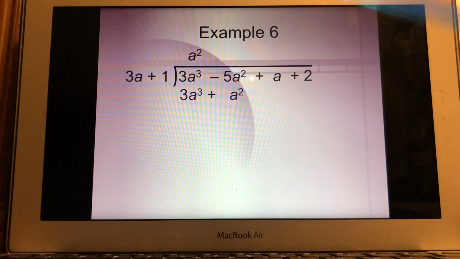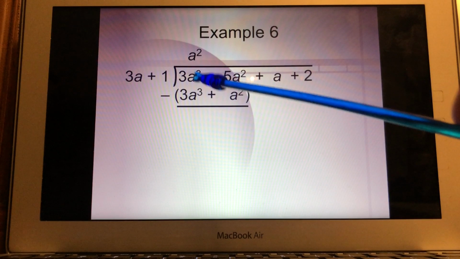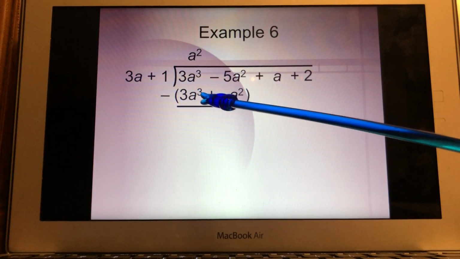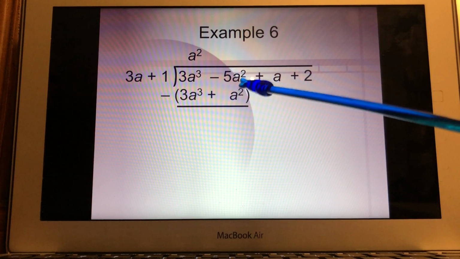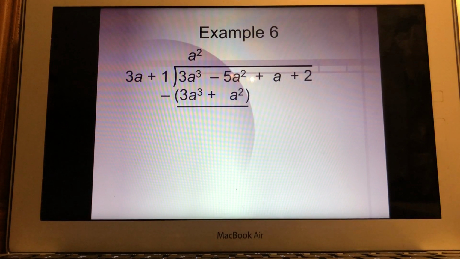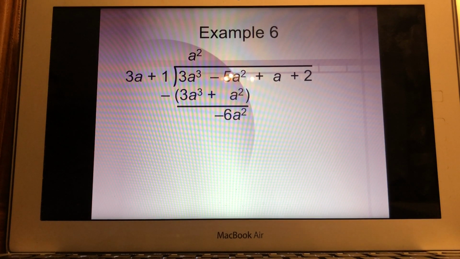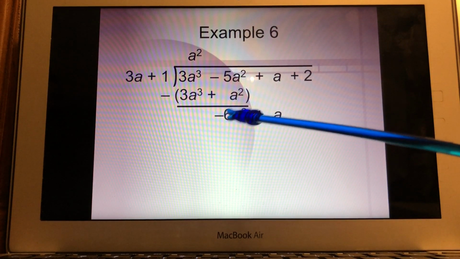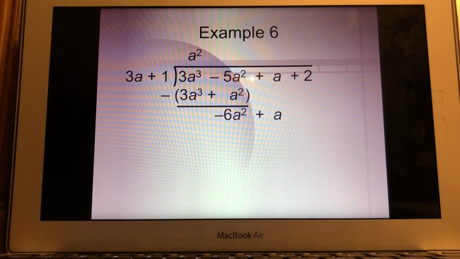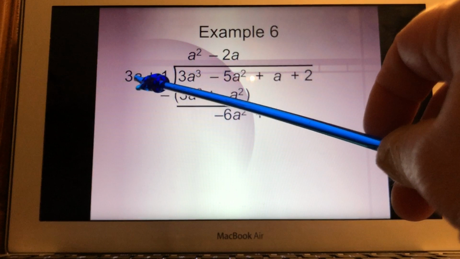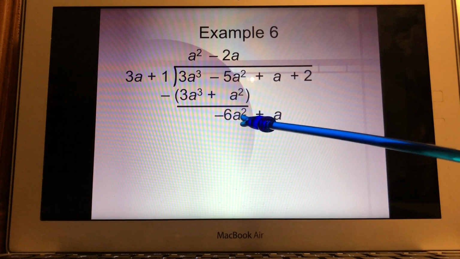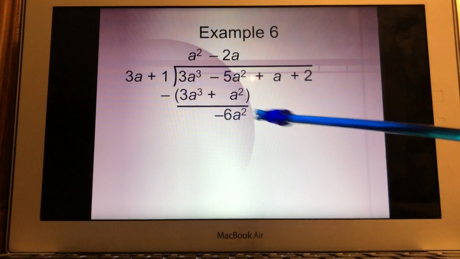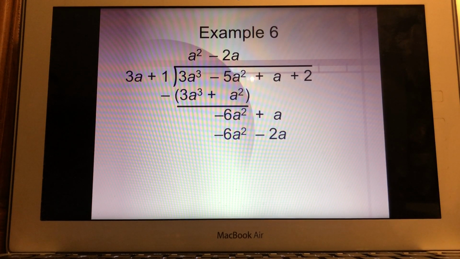And then here, 1 times a squared, just have a squared there. And then I'm going to subtract that, okay? So 3a cubed minus 3a cubed becomes 0. Minus 5a squared minus a squared is going to give me negative 6a squared. So now I bring down the a plus a, okay? What times 3a is going to give me negative 6a squared? It's going to be negative 2a. So minus 2a times 3a is going to give me negative 6a squared. Negative 2a times 1 gives me minus 2a.